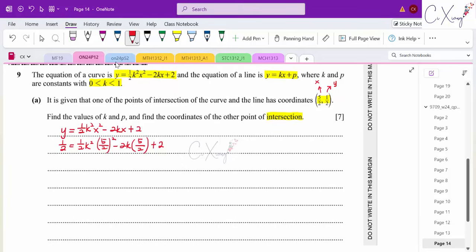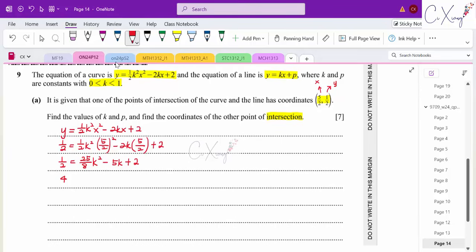Okay, then we try to simplify this particular equation here. I'm having 25 over 8k squared, then minus 5k plus 2. Alright, so if I try to simplify all the terms, I multiply the whole equation by 8 because I want to get rid of the 8 in the denominator. So I multiply the whole equation by 8.